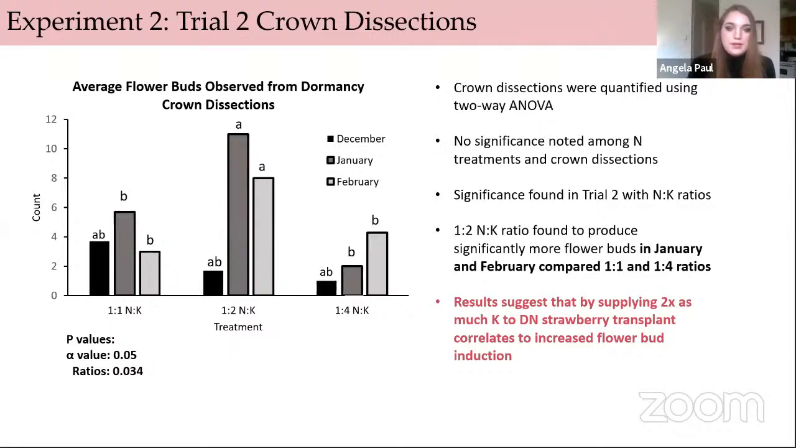So first, I'm looking at the crown dissections in the different ratios, and this was compared using 2-way ANOVA. For this, I found that there was a significance between the 1-to-2 ratio compared to the 1-to-1 and 1-to-4 in both January and February with the amount of flower buds found within the crown. So with this being significant, this suggests that supplying 2 times this amount of potassium to day-neutral strawberry transplants can likely increase the amount of flower buds produced leading up to dormancy and during dormancy.